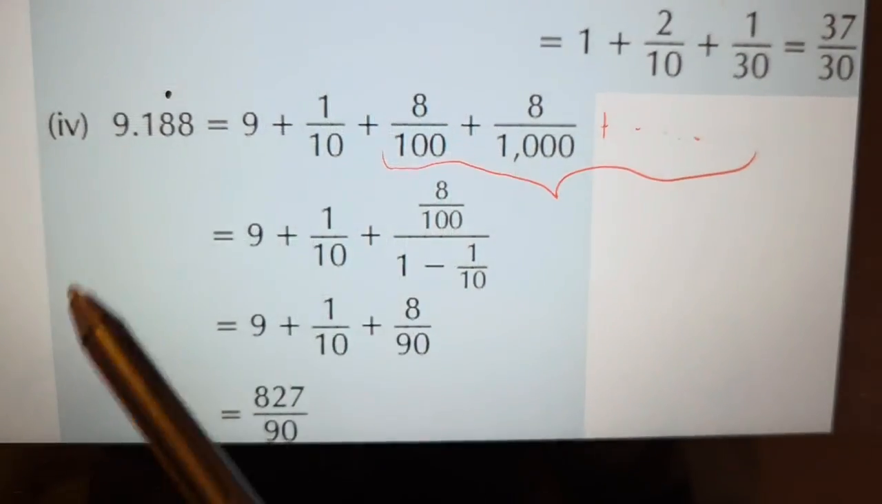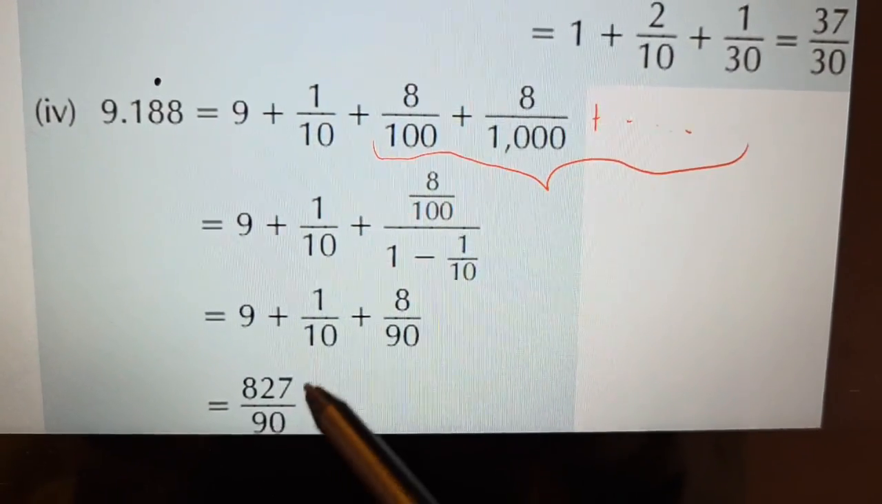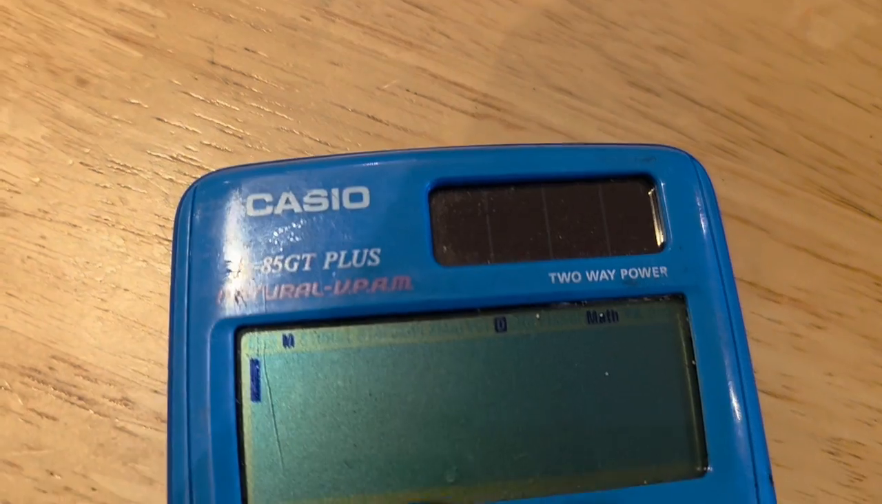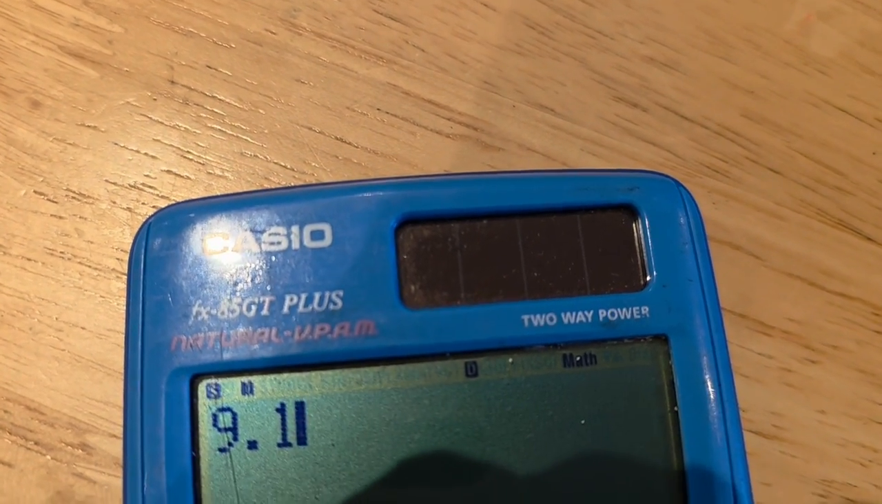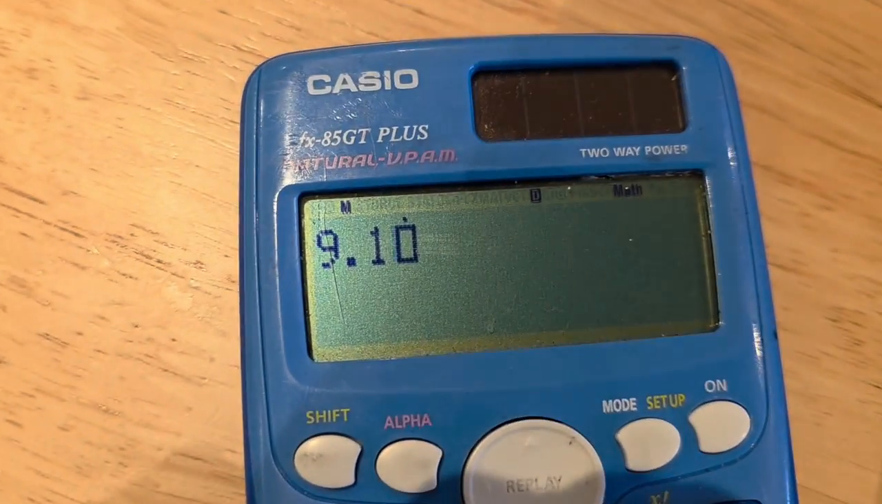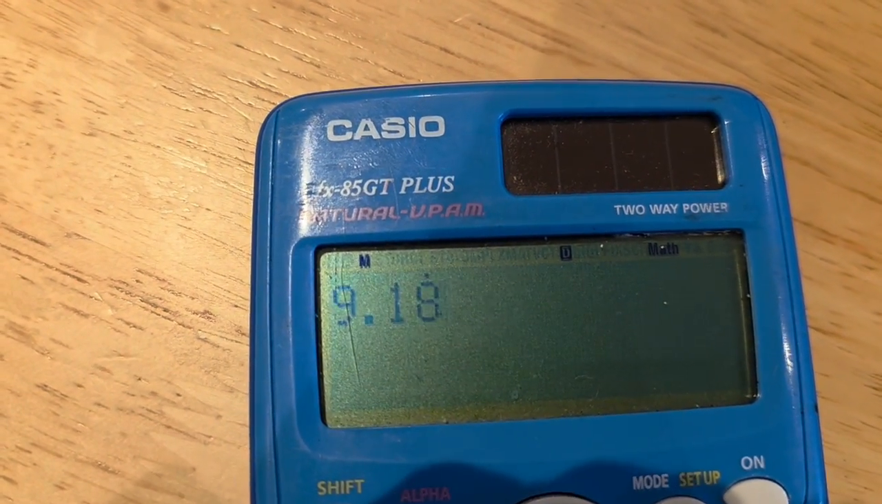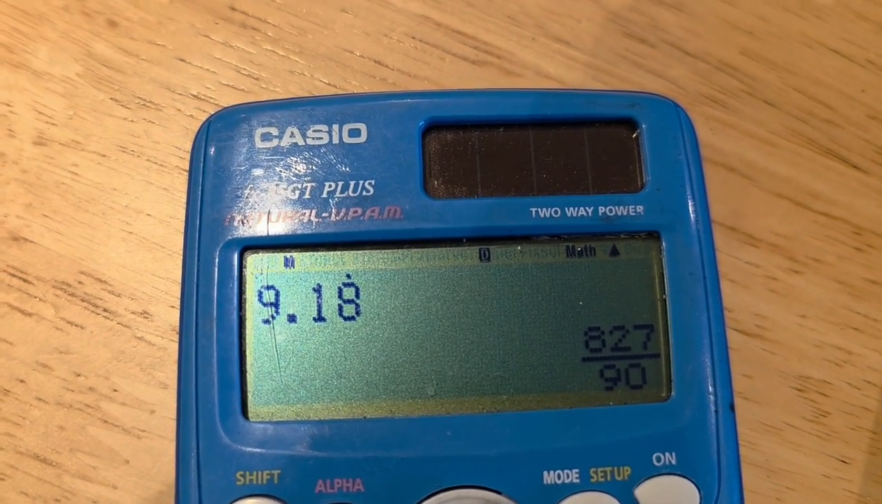And again, you can always use the recurring decimal button on the calculator to type that in and see, am I right when I get this value back? So just to show you, it would be 9.1. Then I'll press my recurring decimal button, which is the box with the little dot over it, and I'll put in my 8, equals 827 over 90. And that's exactly what I just got when I did it by hand.